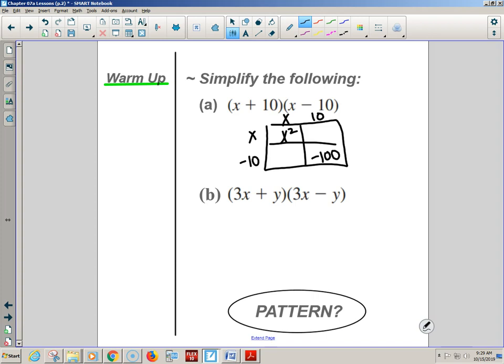Now, what's going to go in my boxes, Alexis? What's here and here? 10. 10. X. Yeah, thanks, Trey. And then down here? X. I mean 10. A negative 10. Got it. Yeah, you don't use the table. I know. That's very cool.